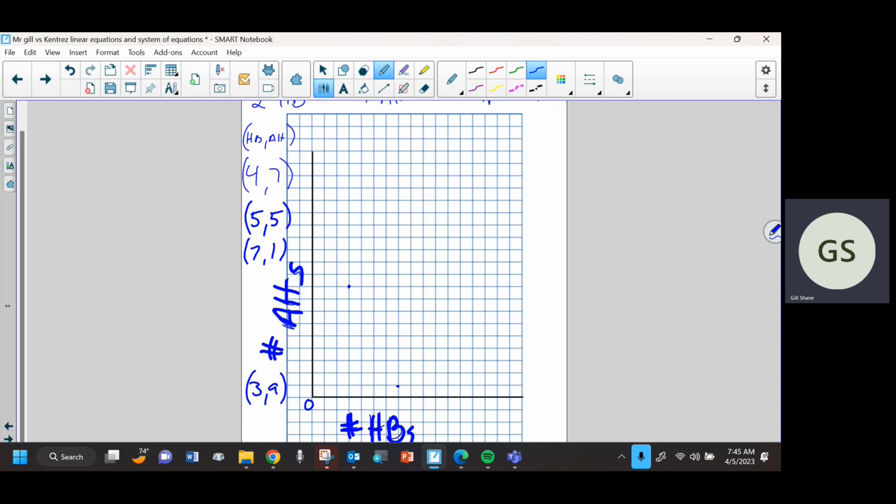1, 2, 3, 4, 5. 1, 2, 3, 4, 5. Looking pretty good so far. And then 4, 1, 2, 3, 4, 5, 6, 7. And that looks pretty good as far as those lining up. Feel pretty confident that we're doing everything correctly so far.